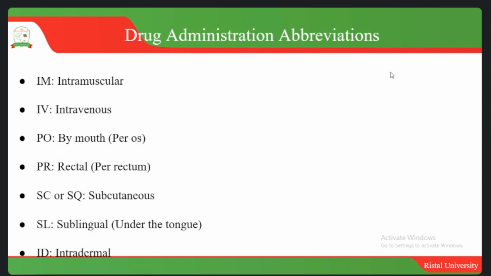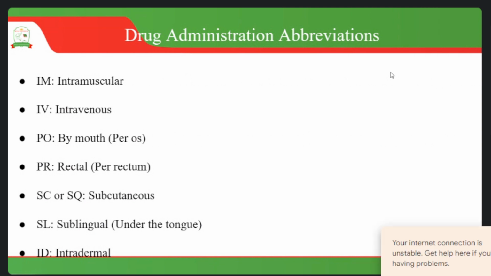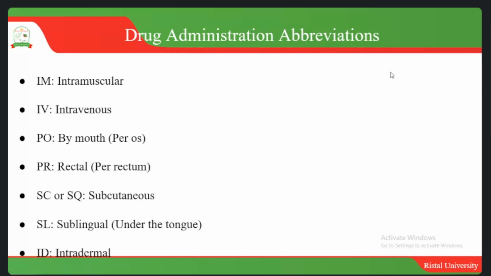Then IV is intravenous, meaning through the vein. You don't give drugs through the arteries, but through the veins, and that's why it is called intravenous. Giving it into the arteries will cause a backflow, and the drug may not be taken in the right way. So you're supposed to give it intravenously through the vein, and that's when the drug can be properly saturated.